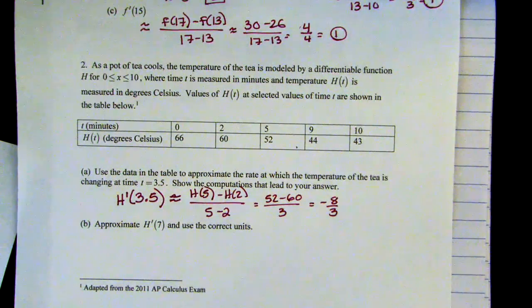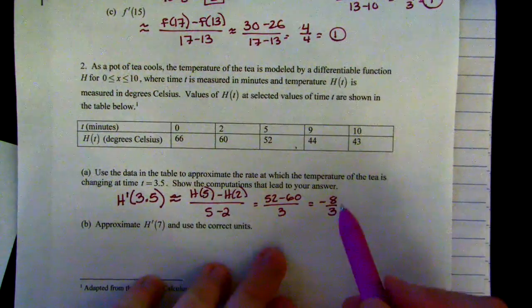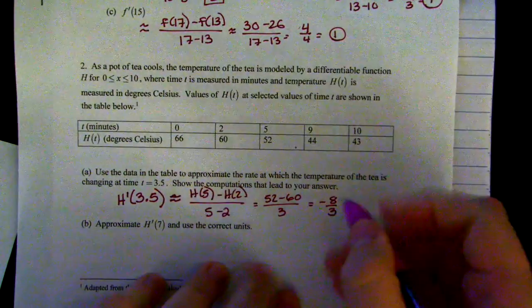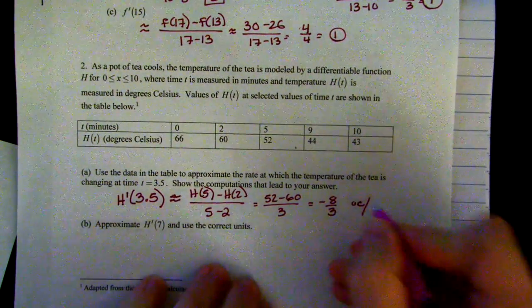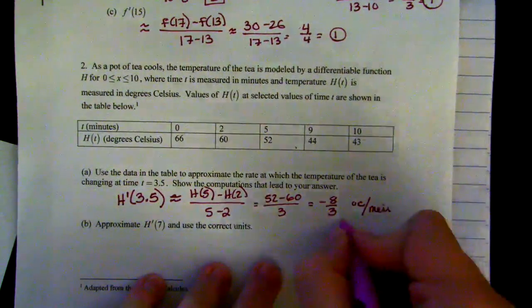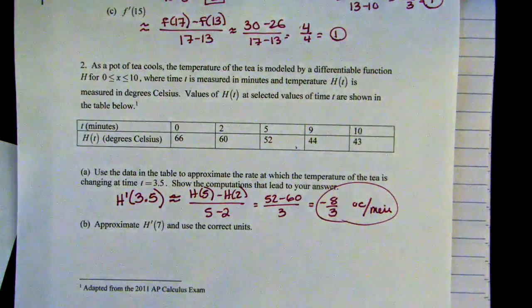I need units here. Any thoughts on what the units are going to be? This should be similar to what we did on the first day of this unit. The top is a temperature minus a temperature, that's degrees Celsius minus degrees Celsius, so degrees Celsius, over, the bottom is minutes minus minutes, degrees Celsius per minute. Go do letter B.